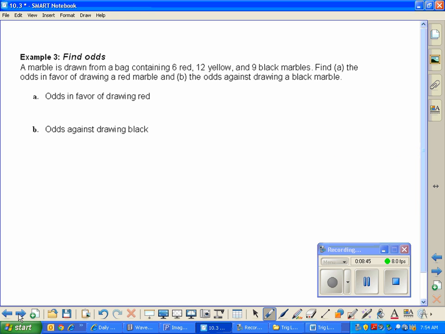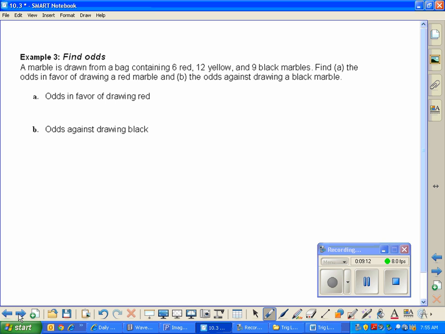Alrighty, so now we're going to do some odds. And we'll read this problem together. It says, a marble is drawn from a bag containing 6 red, 12 yellow, and 9 black marbles. In part A, we're supposed to find the odds in favor of drawing a red marble. And in part B, we're supposed to find the odds against drawing a black.